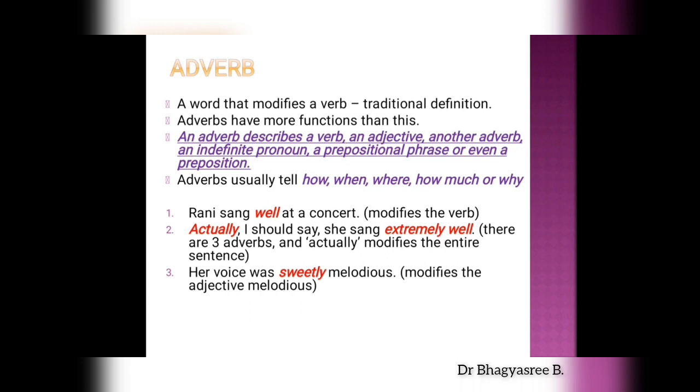Actually I should say she sang extremely well. So here actually is the adverb which modifies the entire sentence. Then third example is her voice was sweetly melodious. See, here melodious is actually an adjective, right? Melodious is an adjective. So sweetly is the adverb which is modifying the adjective melodious. So we have already seen that, right? An adverb can also modify an adjective. So this is the third example.